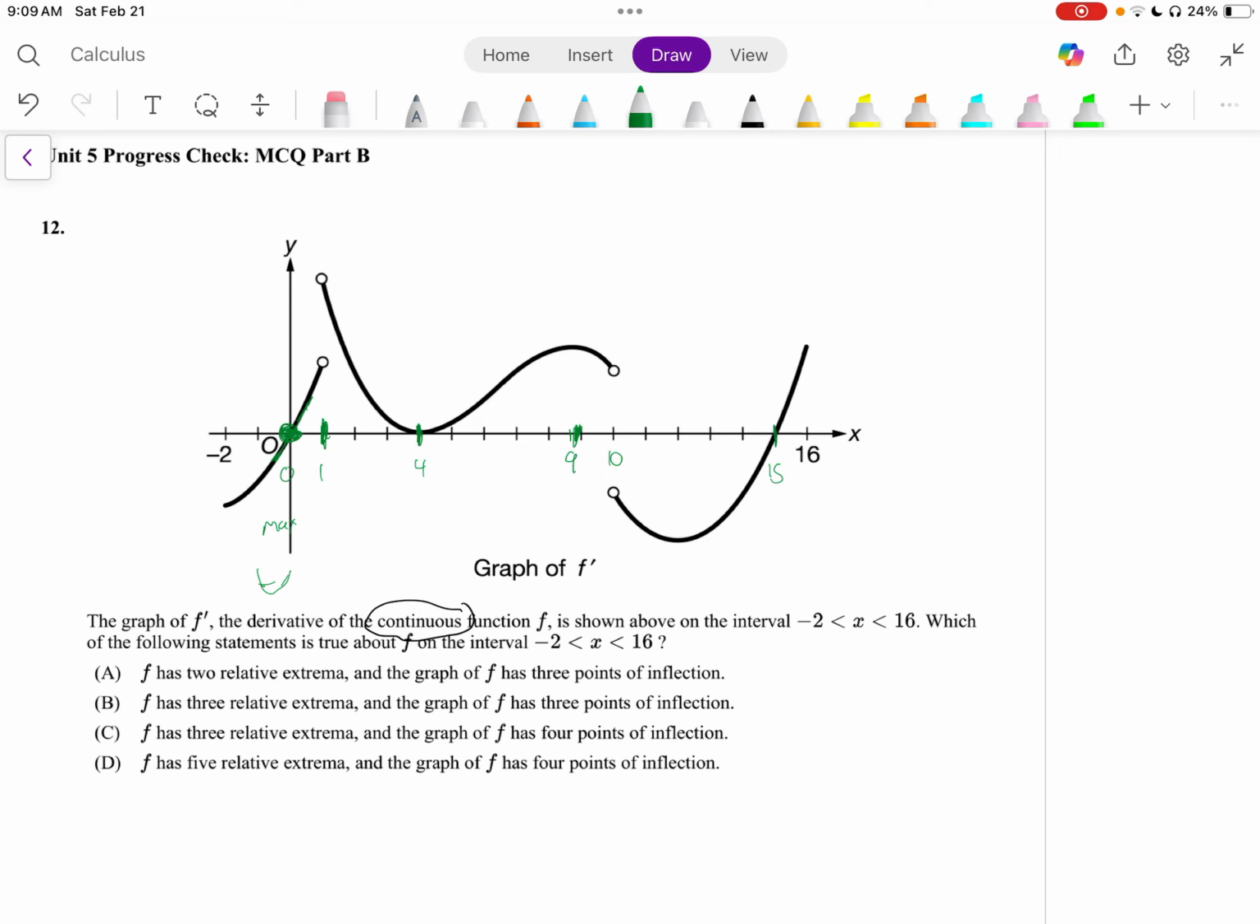At 4, we are going to have a derivative that's 0, but the slope is positive coming into it and positive coming out. So that's a point of inflection. At 15, it's 0, and its slope is negative coming into it and positive coming out of it. So a negative slope to a positive, that is a max again, which is, they're not actually asking about minimums and maximums, they're just asking about extrema. All right, so we have those.